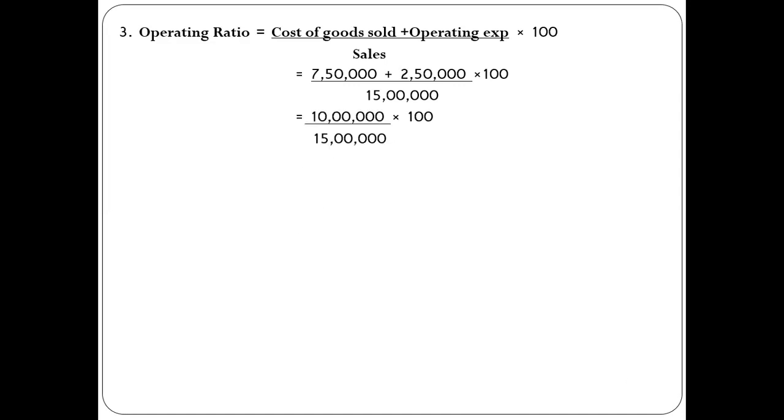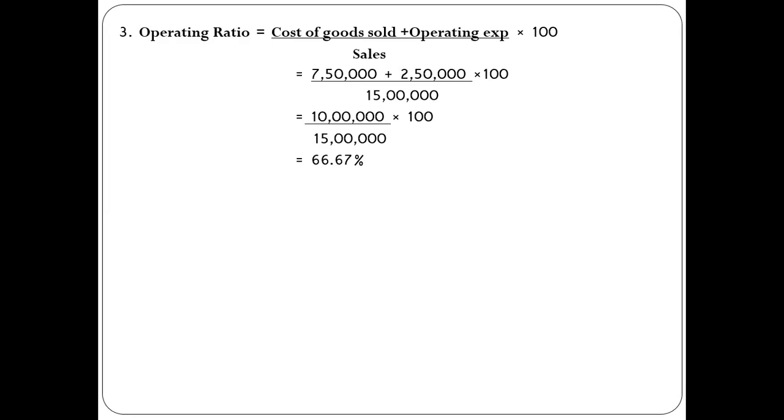The third ratio is the operating ratio. The formula of operating ratio is cost of goods sold plus operating expense divided by sales into 100. Now see, cost of goods sold we have already been given. The selling expense and office expense given will be treated as operating expense. So we will add 7,50,000 plus 2,50,000 divided by sales 15 lakh into 100. So we get 10 lakh divided by 15 lakh into 100.